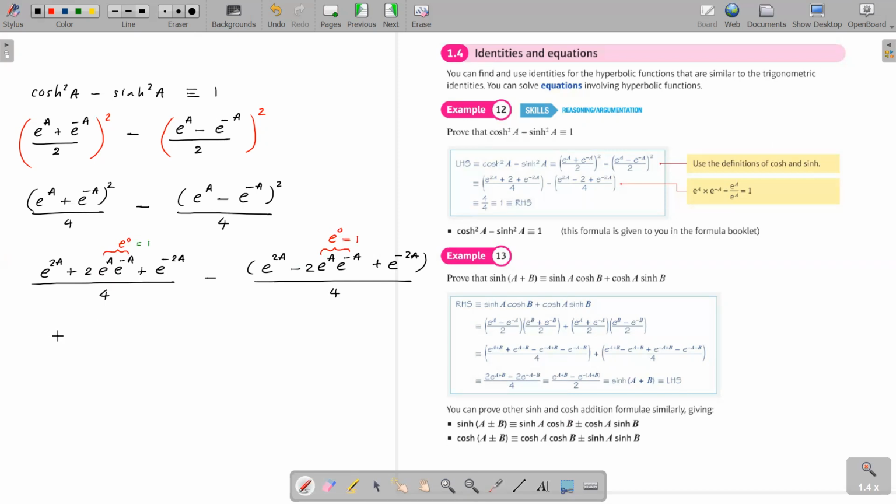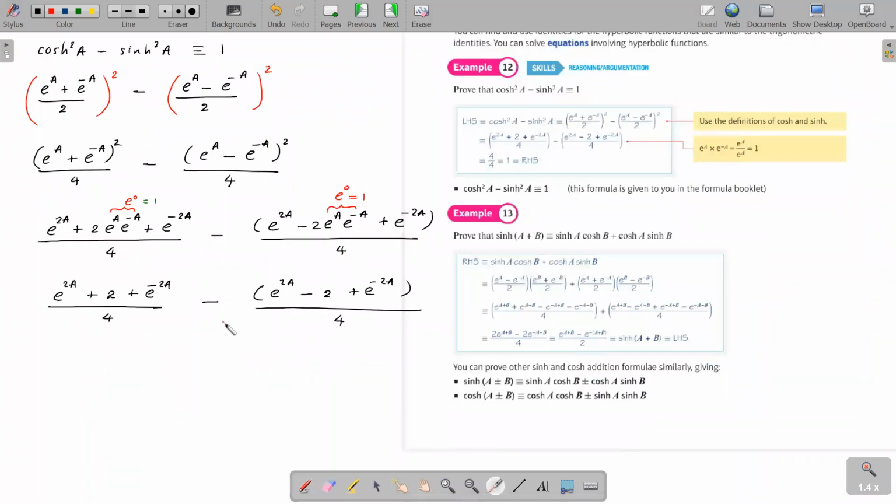Okay, so then you get here e to the power 2a plus 2 plus e to the power negative 2a, divided by 4. Minus over here, you get e to the power 2a minus 2, then plus e to the power negative 2a, divided by 4. All right, guys. So now we've opened the brackets, we've simplified.